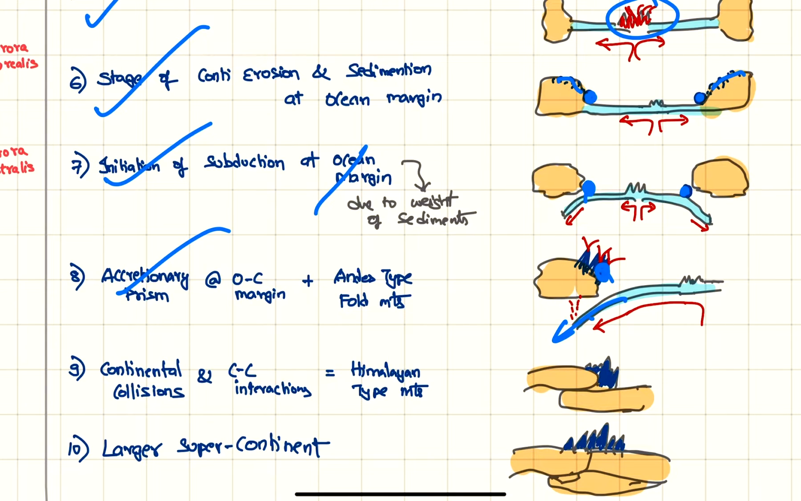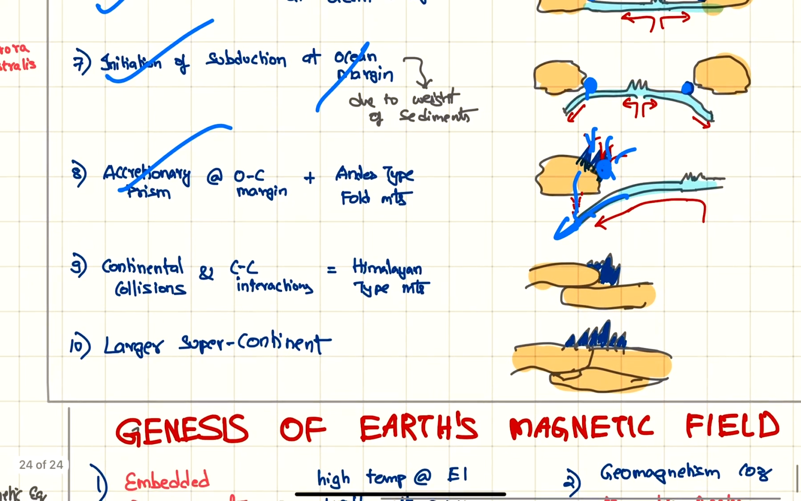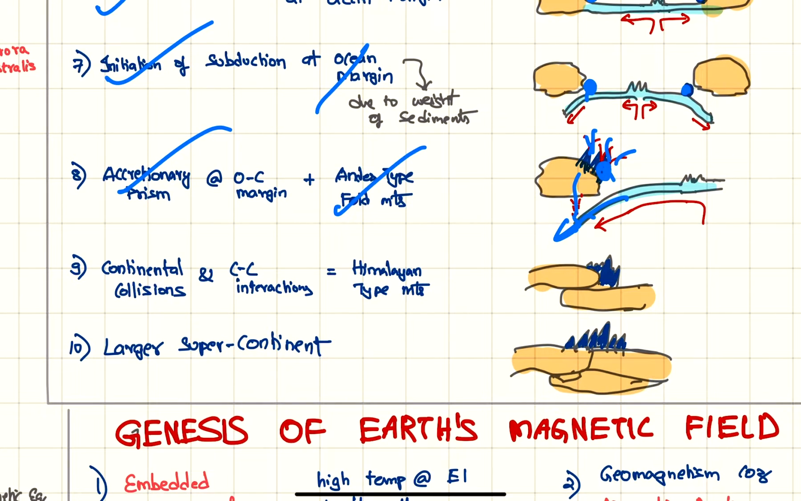accretionary prism forming, and this subducts into here, and the resultant volcanism on the continent. Melange formation and fold mountains are formed here. Next, this entire ocean floor is subducted. So this is subducted and the volcanic eruptions come over here.